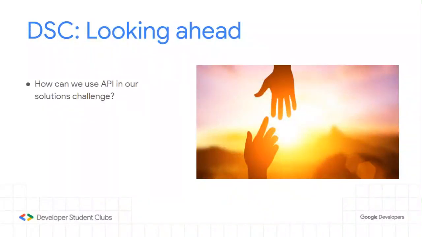Again, our solutions challenge will be where we showcase what work we've done. So we can think about how making an API will give us an advantage over other Google student developer groups. Again, the API should be for the common good. We're not just making something to show off, but something that's meaningful. We want to really think about how we can help people with what we're doing.